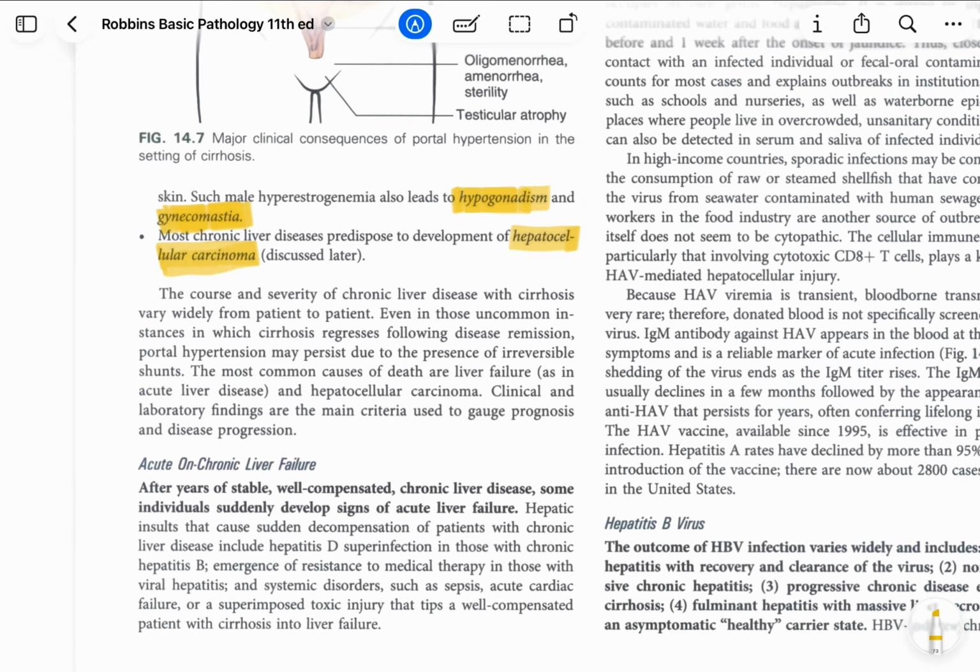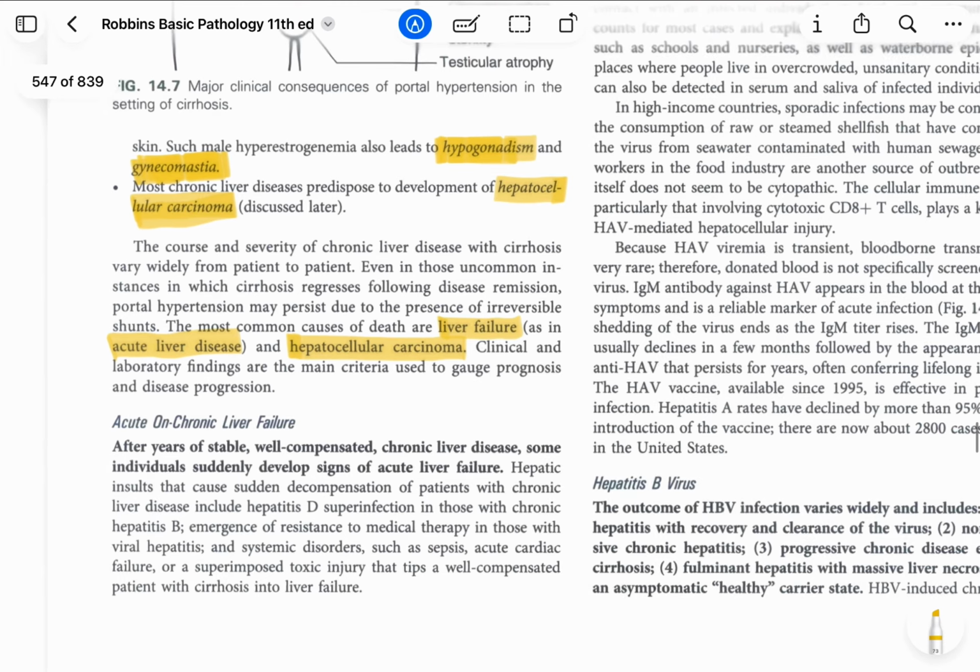So the course and severity of chronic liver disease with cirrhosis vary widely from patient to patient. Even in those uncommon instances in which cirrhosis regresses following disease remission, portal hypertension may persist due to the presence of irreversible shunts. The most common causes of death are liver failure, as in acute liver failure, and hepatocellular carcinoma. Okay, so this was about chronic liver failure.